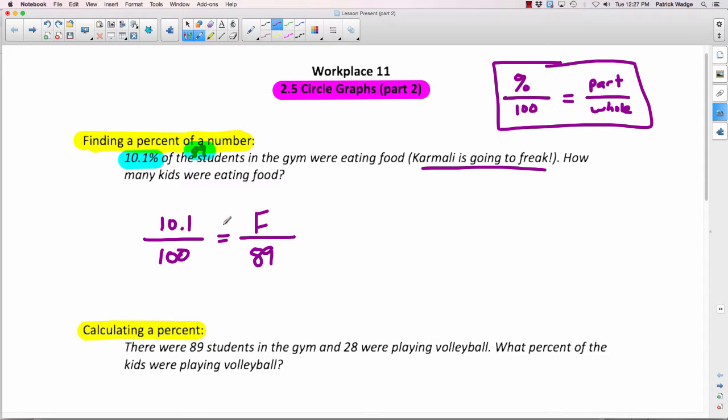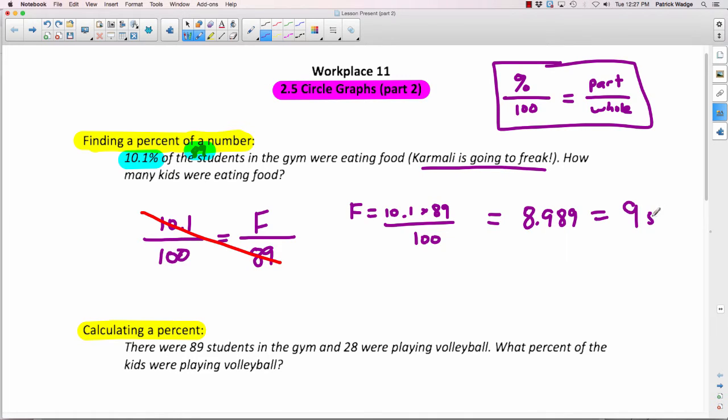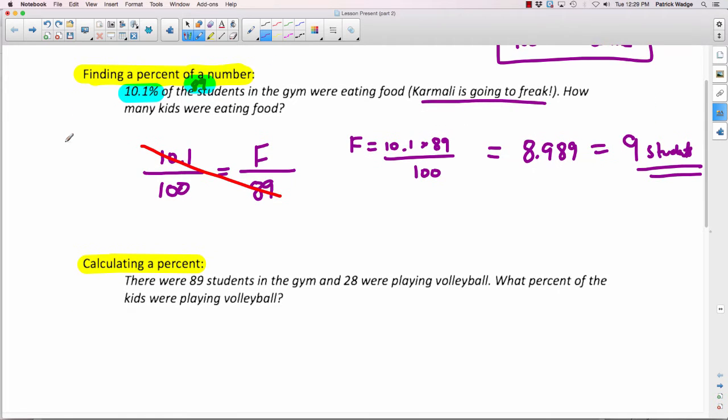And we cross multiply. So we multiply 10.1 times 89. F equals 10.1 times 89, and then we're going to divide by the 100. And if you do that, you're going to get the answer 8.989. But come on, 8.989, if we do any rounding here at all, it's going to go right up to 9 students. And that makes a lot more sense. Okay, that's the type we did last day.